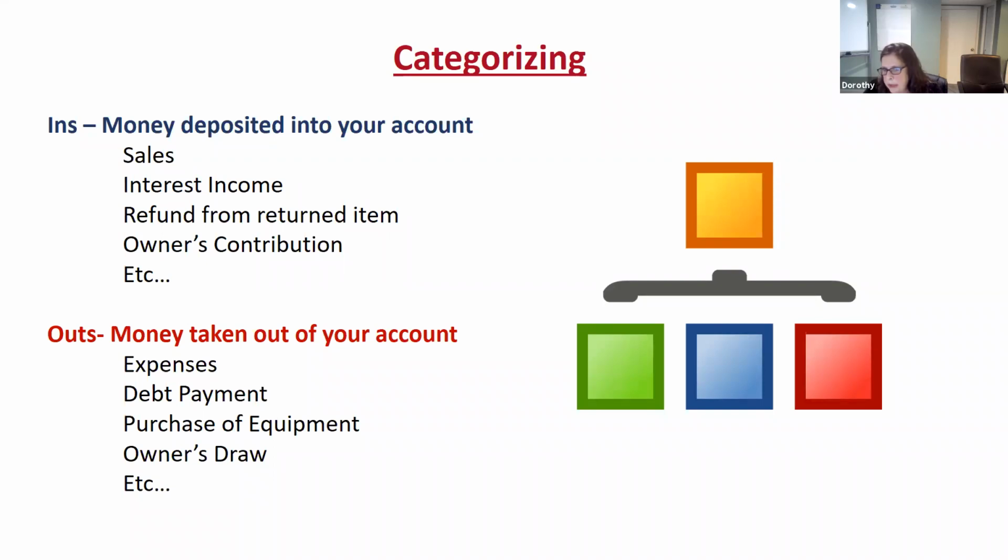Interest income would go under other income. A refund from a returned item, if the returned item was supplies, would go into supplies to offset when you spent the money, so that it's canceled out. Owner's contribution is an equity balance sheet item. And it says etc. because there are plenty of different categories.